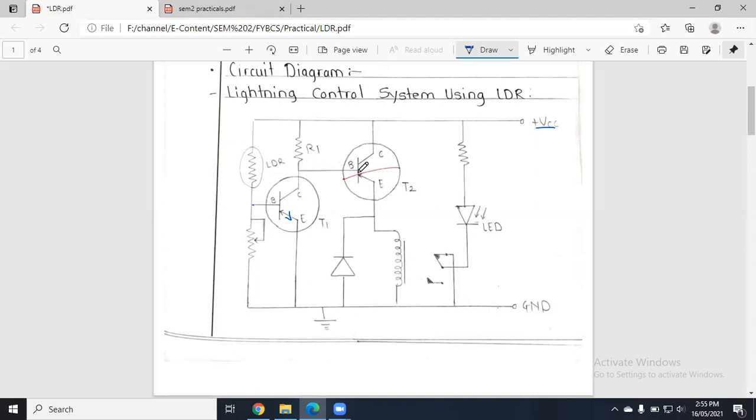After that, the emitter of transistor T2 is connected to the relay. As you can see, this entire thing is a relay arrangement. And there is an LED. Again, there is a correction: the LED will emit light, that is why the arrow direction will be outside. This LED will indicate whether the circuit is operating properly or not. So all this is the circuit diagram of your light dependent resistor.